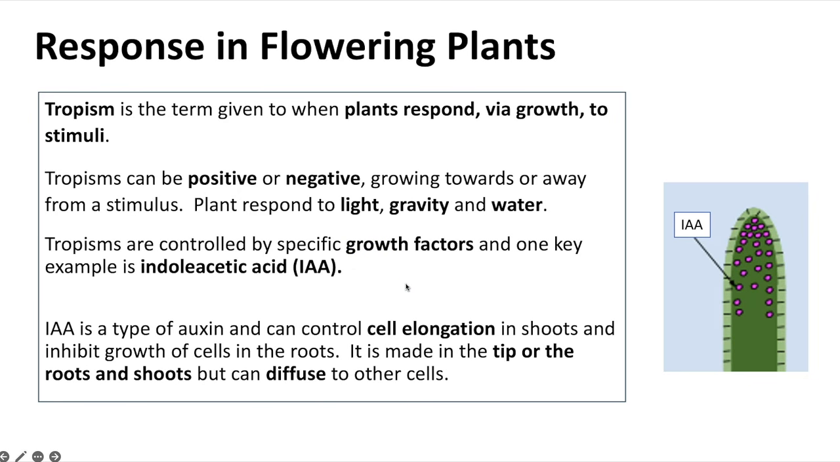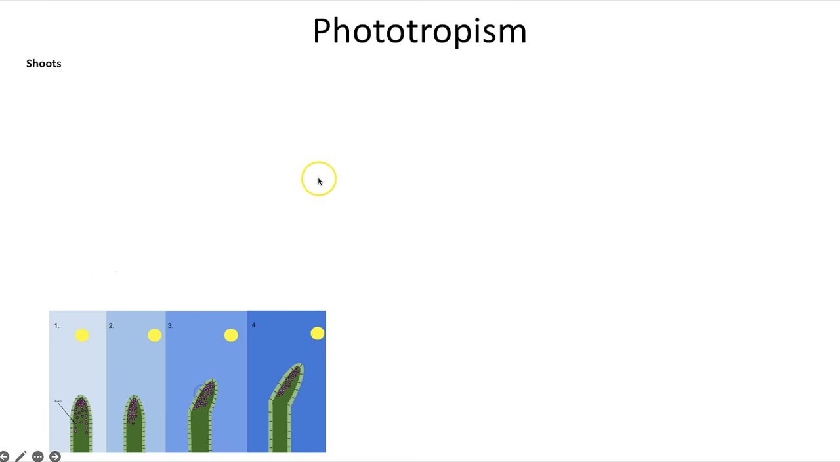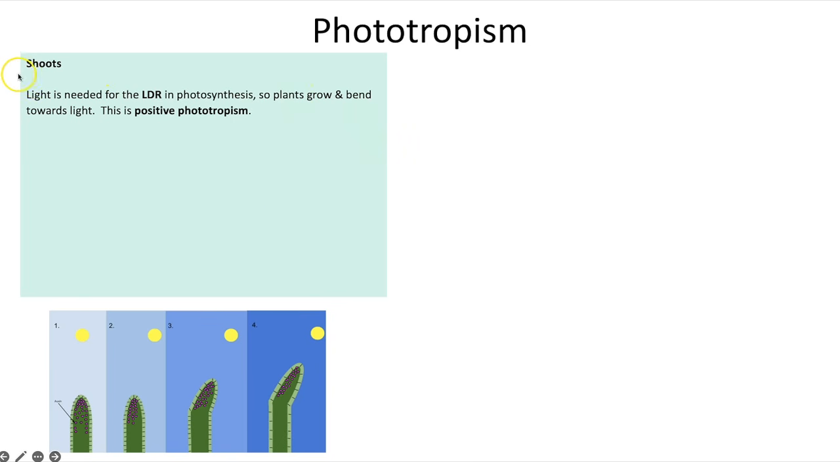And that's a type of auxin that can control cell elongation in the shoots of the plants and actually increases cell elongation in the shoot and inhibits the cell elongation in the roots. So if we have a look then at phototropisms, which is an example where it's responding to light, in the shoot, light is needed for the light-dependent reactions in photosynthesis and the leaves, which are going to be branching off the shoots. So it's an advantage, an adaptation, that the shoot part of the plant will bend towards the light source, a positive phototropism.